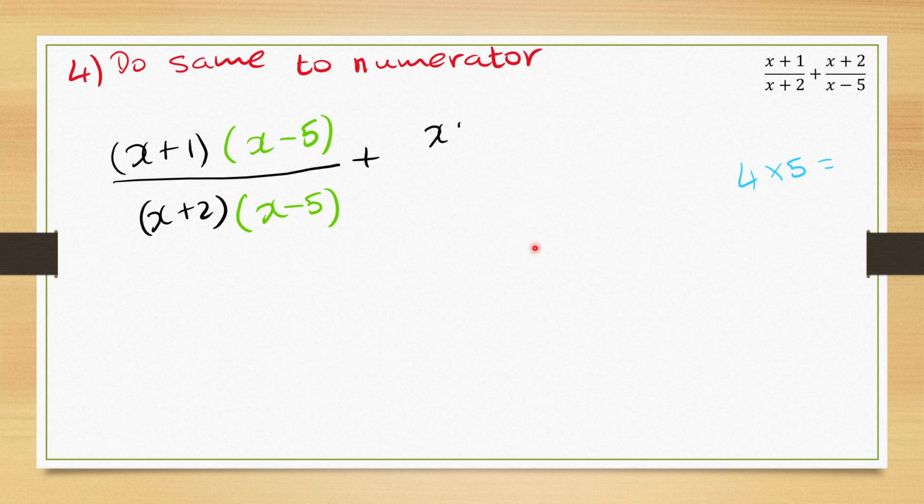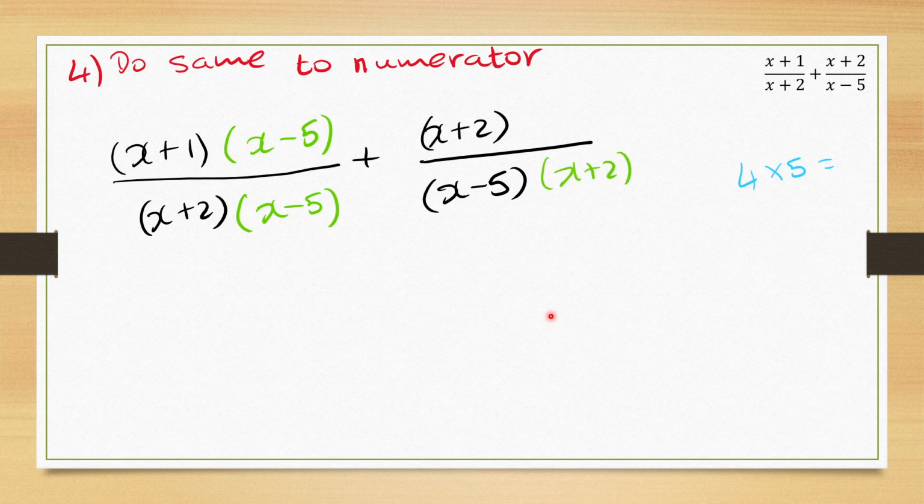The second fraction, you write down the fraction like this. On top you can see it's x plus 2 over x minus 5. That's this fraction. Now, to make the denominators the same, you need to multiply by this, so x plus 2. Since you've multiplied the denominator by x plus 2, you need to do the same for the numerator. So multiply that by x plus 2.